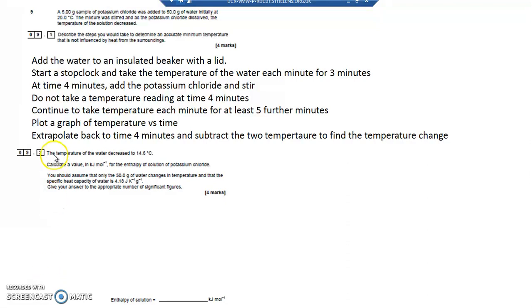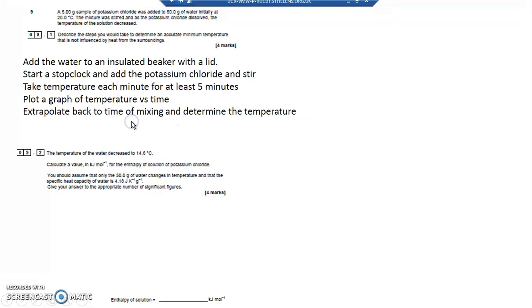However, the question is slightly different. It's told you the initial temperature is 20 degrees C, so you don't need to do the first step where you're measuring the temperature for the first 3 or 4 minutes and then adding it. You can ignore that step because you know the initial temperature is 20 degrees C. You're not actually asked to work out the temperature change. All you're asked for is the final temperature. So you can amend this so that it looks like this.